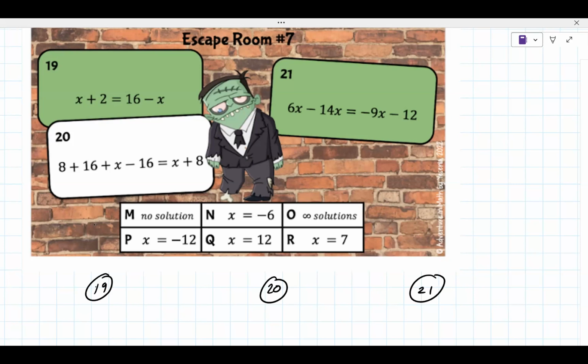Okay, so for these ones, I got x equals 7 for number 19. For 20, I got infinitely many solutions. And for 21, I got x equals -12. Okay.